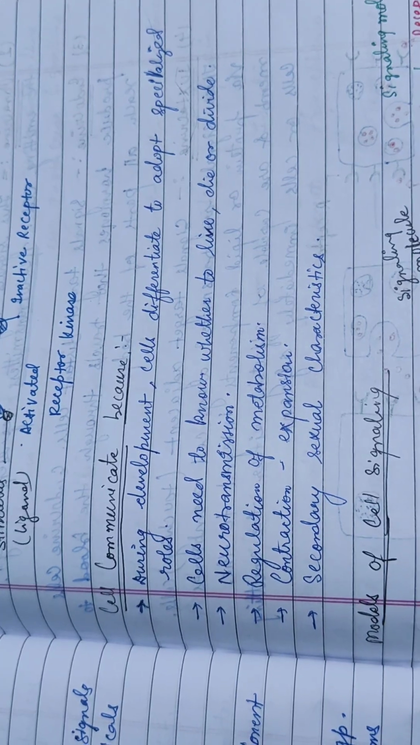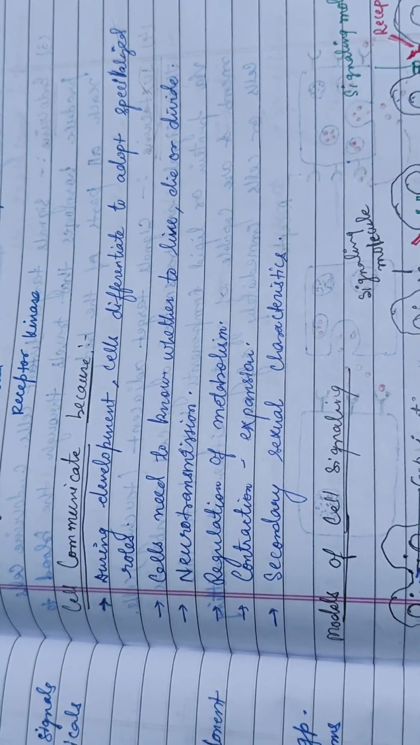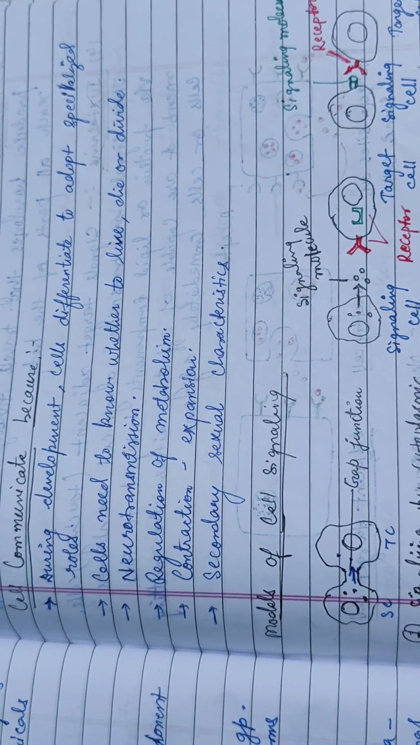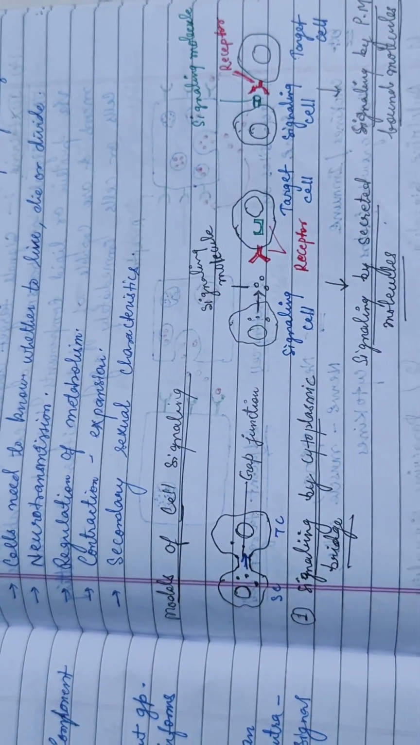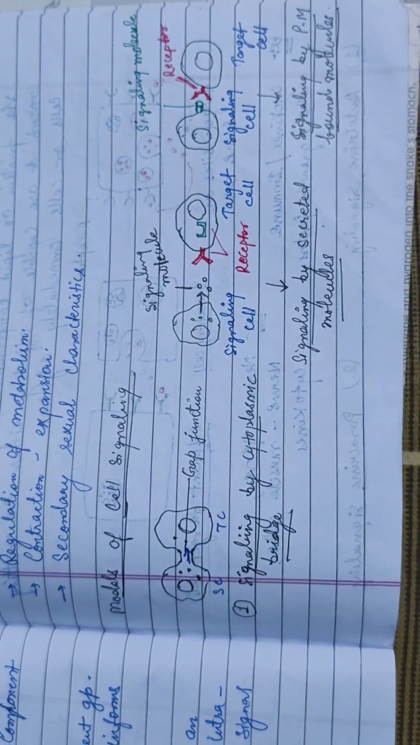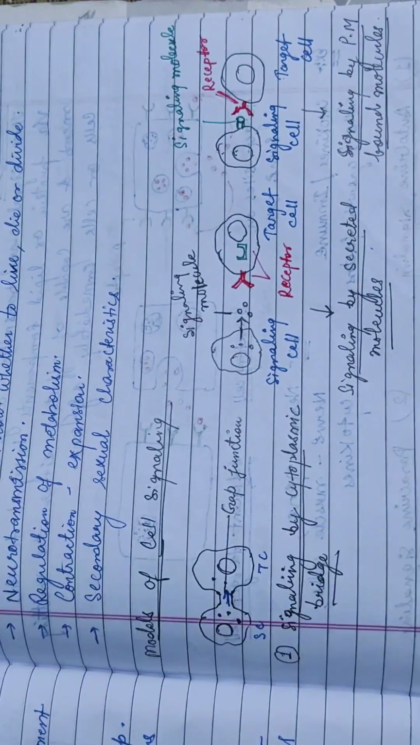Cells communicate because during development the cells differentiate to adopt specialized roles. Cells need to know whether to live, die, or divide. It helps in neurotransmission, regulation of metabolism, contraction and expansion, and the secondary sexual characteristics.